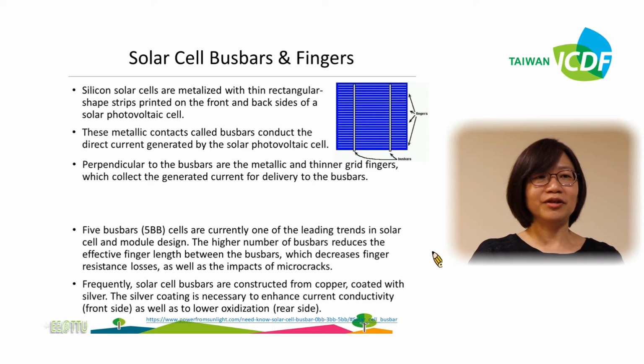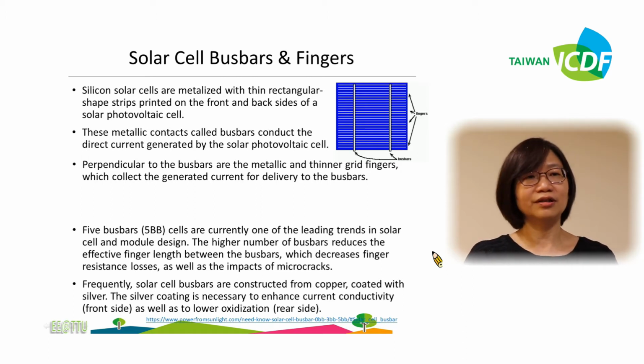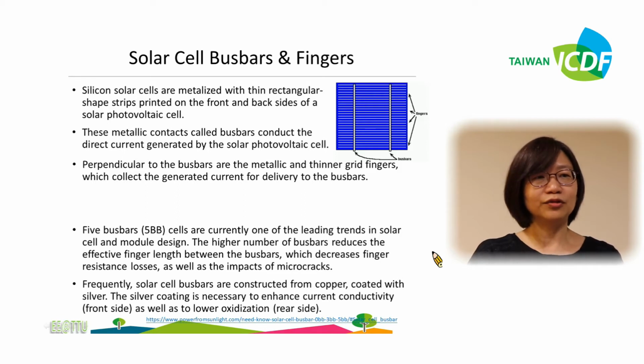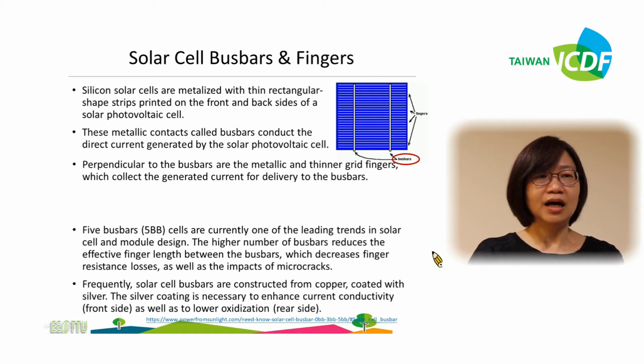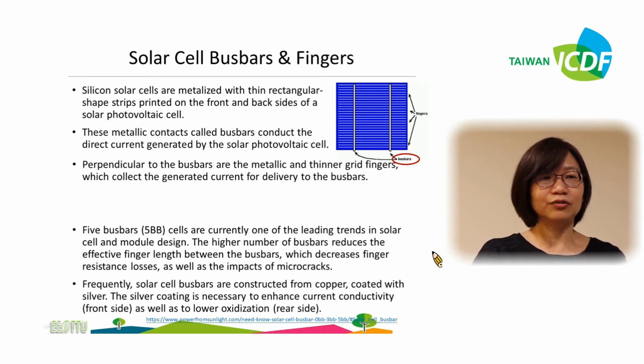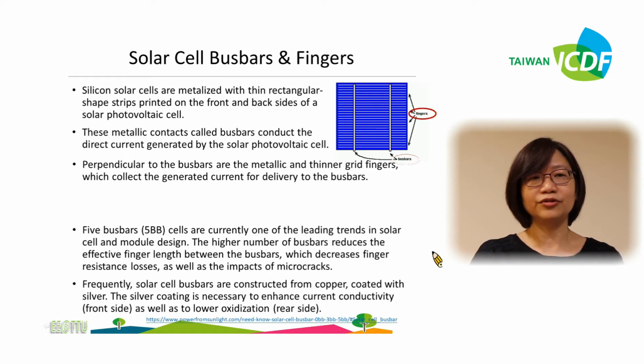Second, solar cells are metallized with thin rectangular-shaped strips printed on the front and back sides of the solar PV cells. This metal contact is called busbars. It will conduct the current generated by the solar cell. And the thinner metal, which is perpendicular to the busbar, are called fingers, which will help to collect the currents.